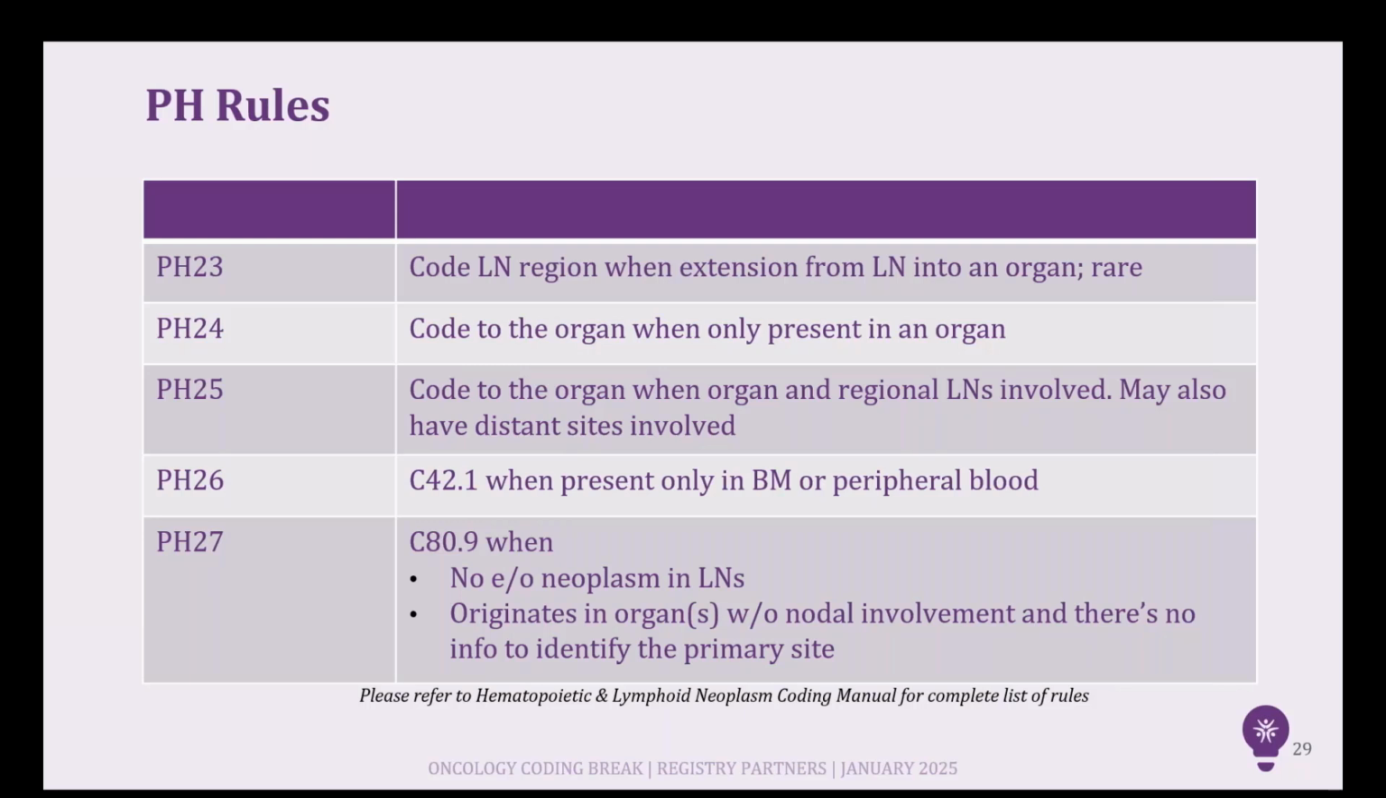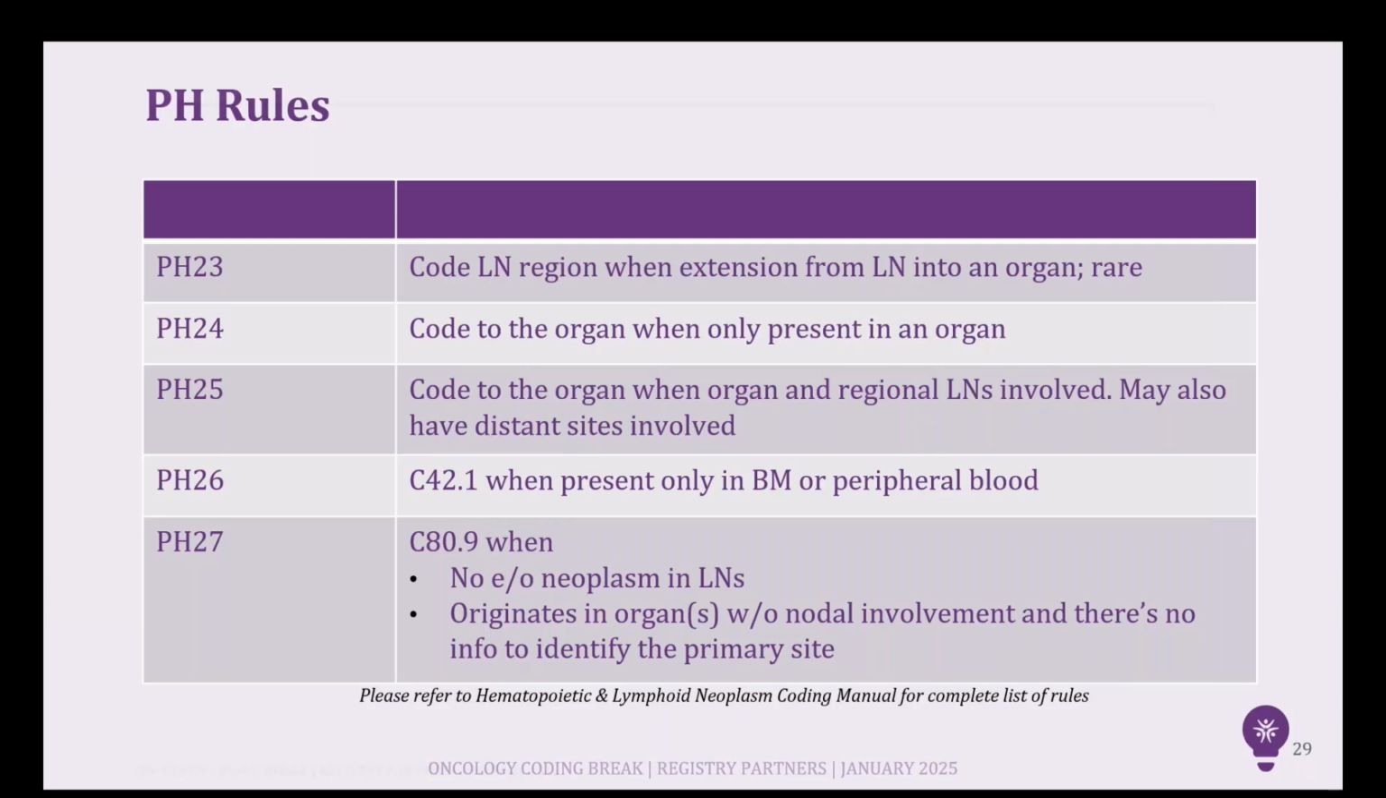PH 27 tells us to code C80.9 when there's no evidence of lymphoma in the lymph nodes, or if it originates in an organ without nodal involvement, and there's no way to identify the primary site. So let's look at an example.